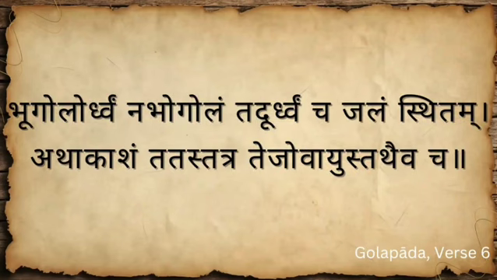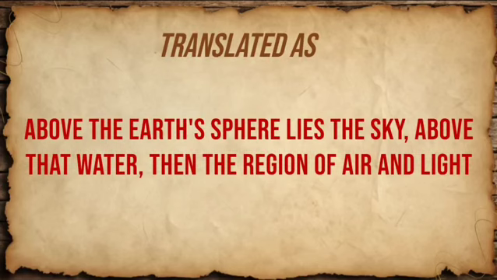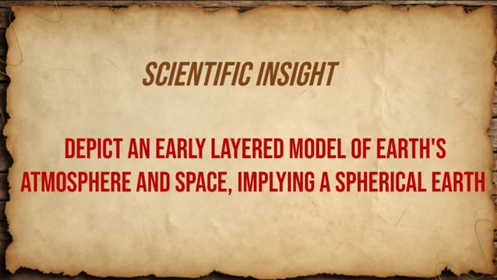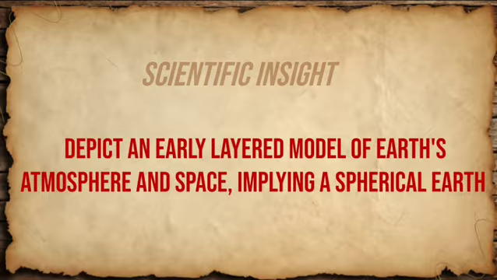The following verse is translated as: above the earth's sphere lies the sky, above that the water, the region of air and light. The verse shows that he imagined earth as a sphere, surrounded by multiple layers, just like how we understand atmosphere and space today.